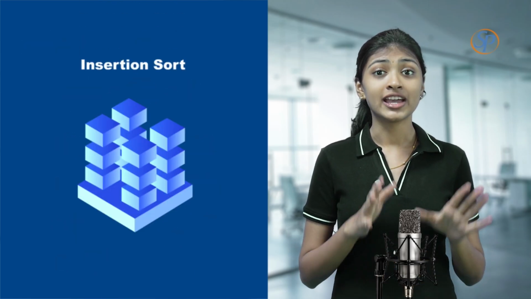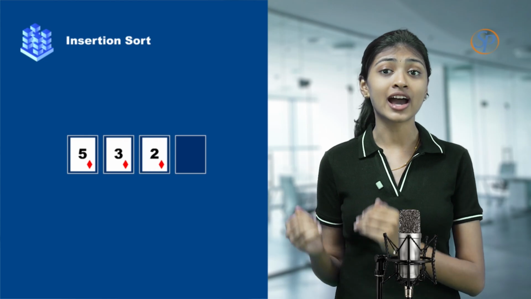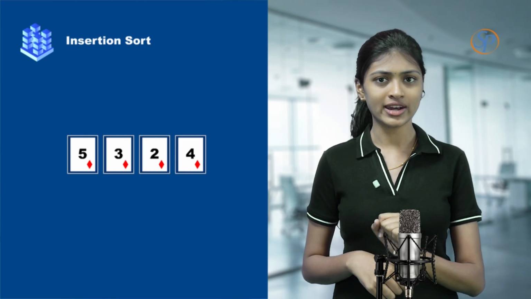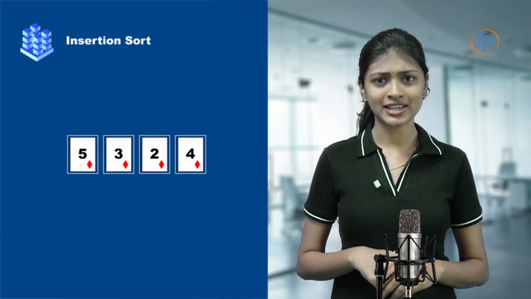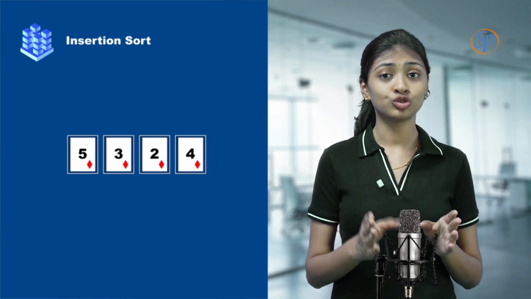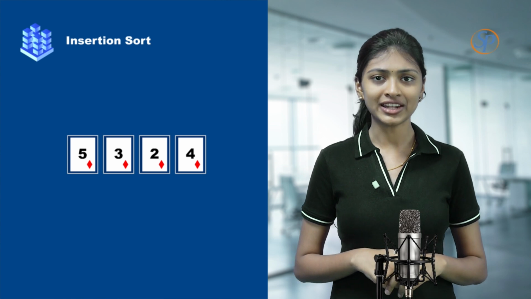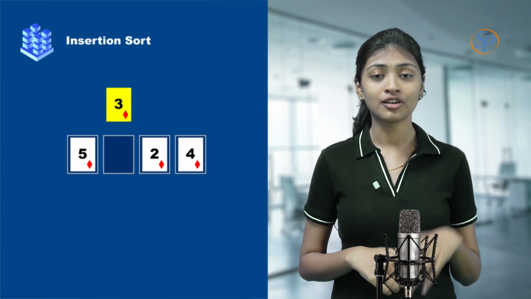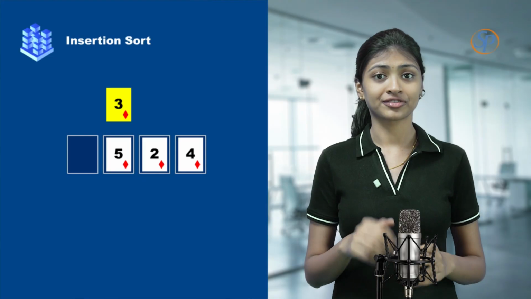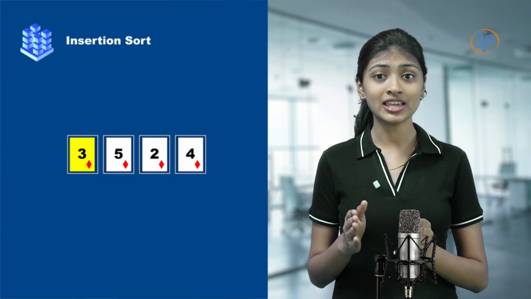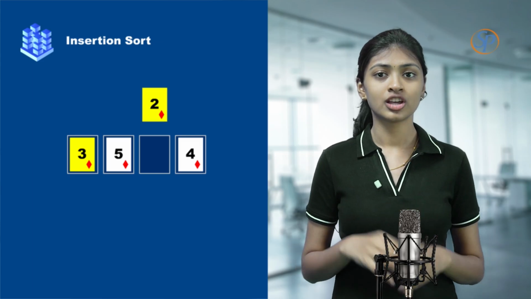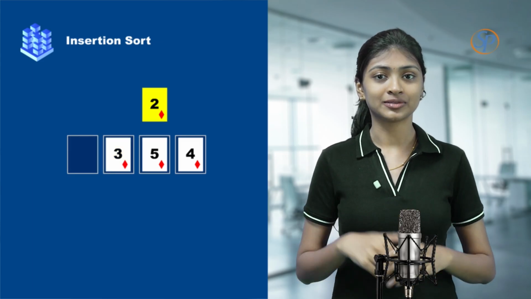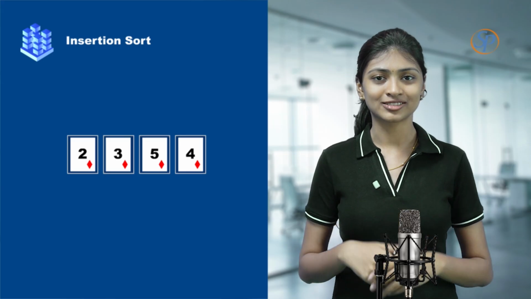Insertion sort. Insertion sort works like arranging cards. You pick one element, you place it in the correct position. For example, take 5, 3, 2. We take 3 and compare with 5. Shift 5. Then place 3 before 5. Now take 2. Shift 5 and 3. Place 2 at the start.